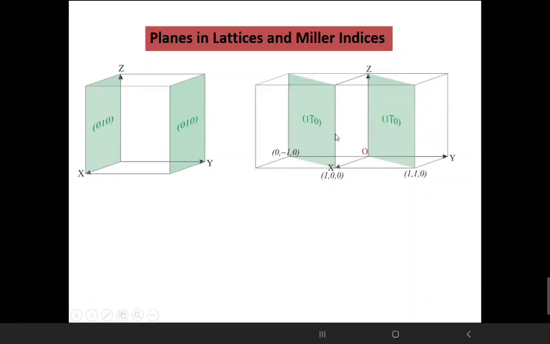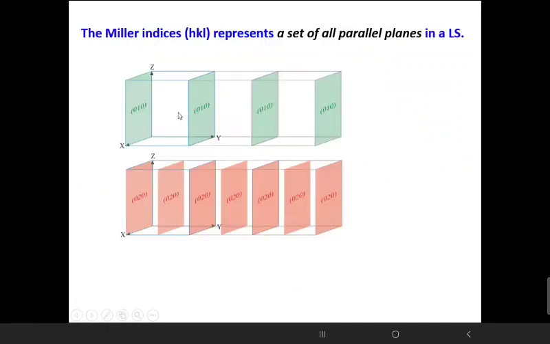Here 1 bar 1 0, 1 bar 1 0. So these are also parallel plans with same Miller indices. See, these are also parallel plans. 010 plan, this is 020 plan. Very similar, but see the difference between those two plans. Here 010, so the difference is 1. Here 020, so the difference between two plans is half. So these are known as a set of parallel plans.